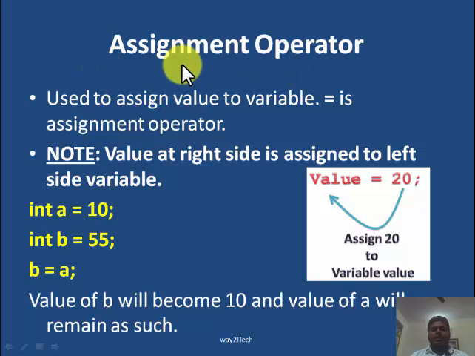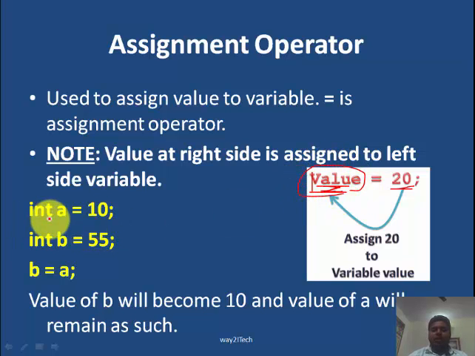As the name suggests, assignment means to assign some value. It is used to assign a value to the variable. If we want to give a value to any variable, we will use the assignment operator. Equal to is known as the assignment operator. Here the value at the right side is assigned to the left side variable. So what is the value at the right side? On the right side we have 20 and on the left side we have a variable. This value will be assigned to this variable.